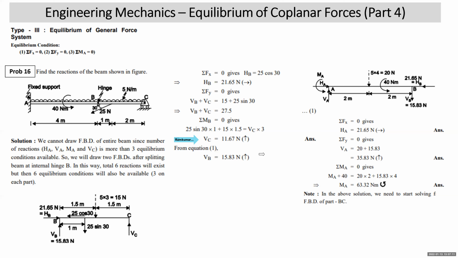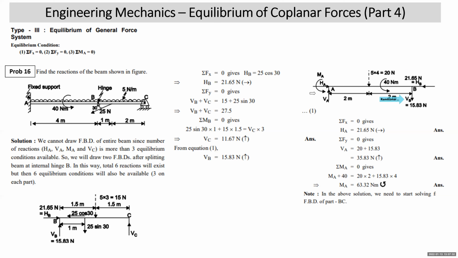That means upward. Now, when we go to the other part, students, we have to show these internal hinge reactions exactly opposite to what they are on this part, because they are equal and opposite. Here HB is to the right, here you show HB to the left. Here VB is upward, you'll show here VB downward. All right. Rest all will be taken.